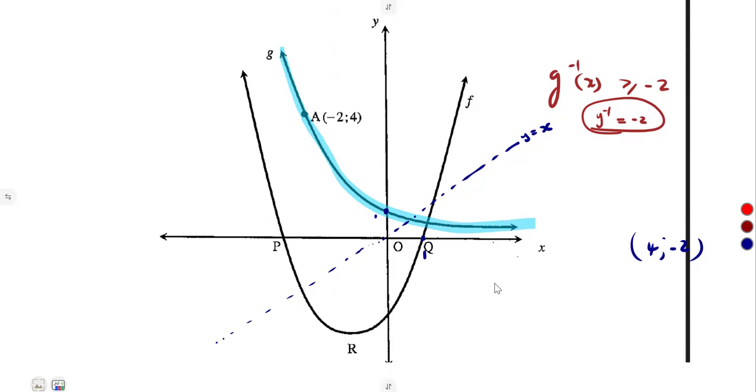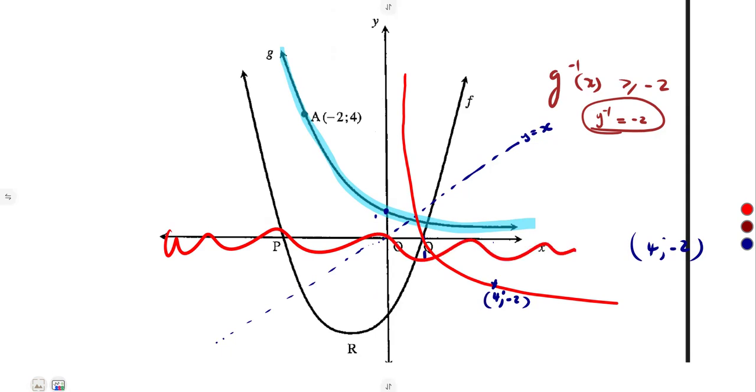Let's just say somewhere here. So this is it. Our inverse graph was going to be like this, something like this. All right. So it was going to pass through the point 4, minus 2. All right. That is it. And the y-axis is now our asymptote. Before, the x-axis was our asymptote. So this time, x is equal to 0 is an asymptote. All right. So this is our inverse.